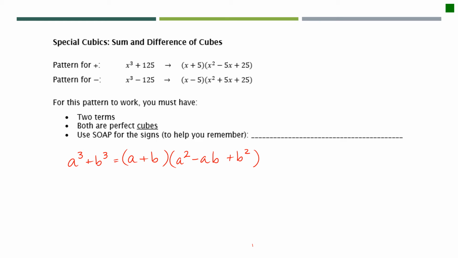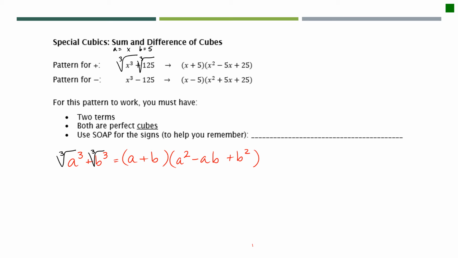All right, so the way that you get this pattern, you take the cube root of whatever your original problem is, okay? So in this example up here, the cube root of x cubed is x, and the cube root of 125 is 5. So this would be my a, and this would be my b. So then you just plug those numbers into this little formula here.